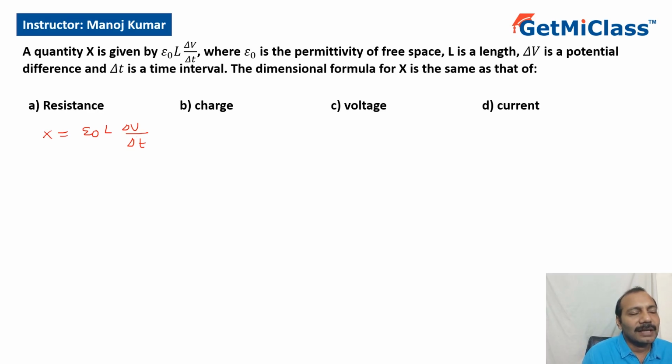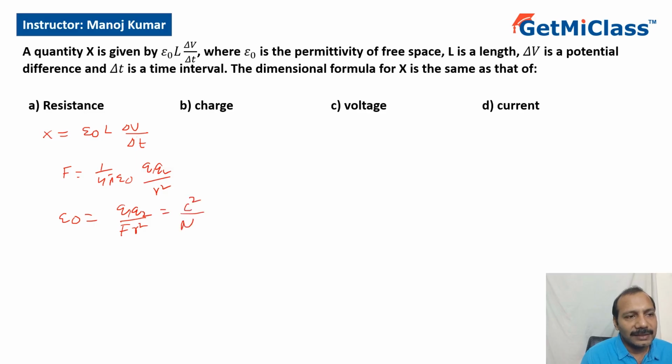Epsilon naught dimensions can be, we know force is given by 1 by 4 pi epsilon naught q1 q2 by r square, right? So epsilon naught, if I take it that way, I'll get epsilon naught equal to q1 q2 by f r square. So if I take units, this is Coulomb square by Newton meter square. So epsilon naught units are Coulomb square by Newton meter square. Let me put the units of this.